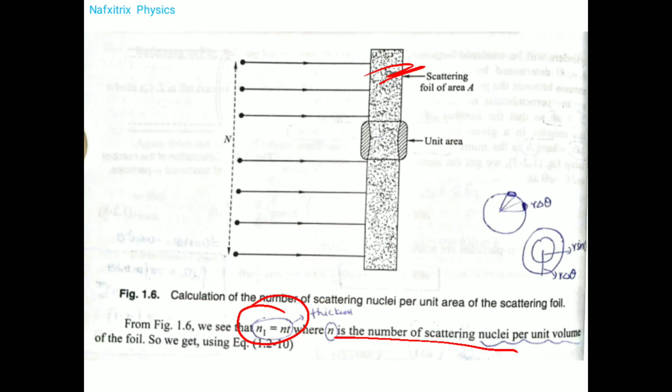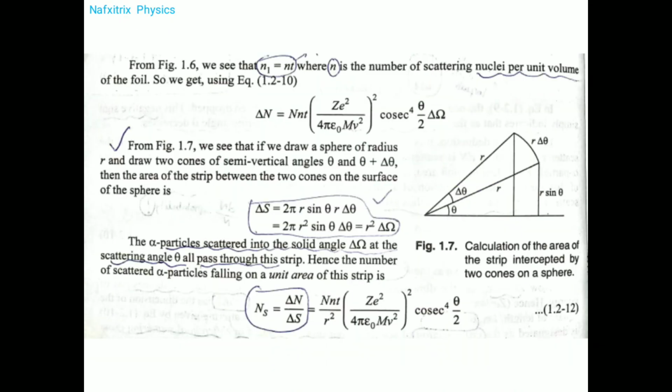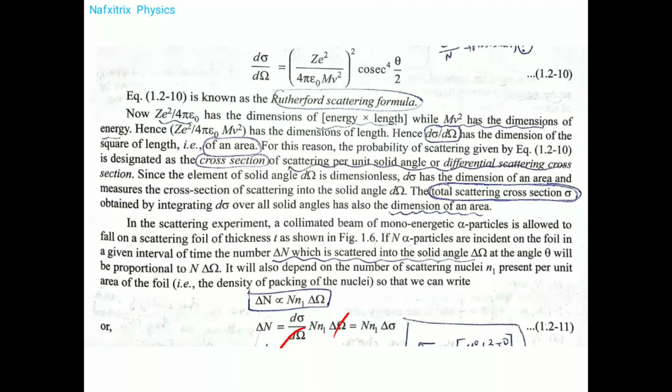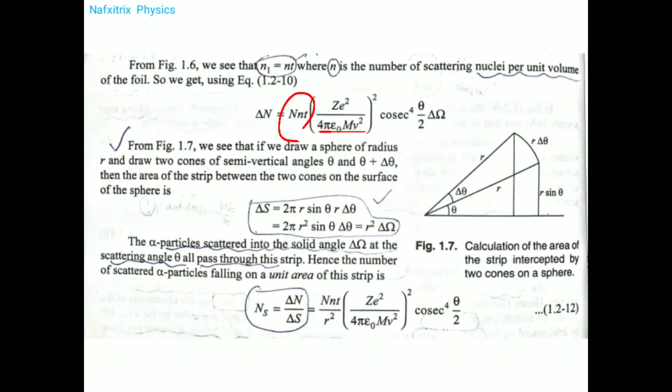N is the number of scattering nuclei per unit volume. In unit volume, how many nuclei are present, into the thickness of that foil, gives us how many nuclei are present in a given area. So they also matter in the process of scattering. This is nothing but the foil, with alpha particles falling on it. If we substitute in the place of n1, and d sigma into d omega, substituting this formula, finally we would have this formula.